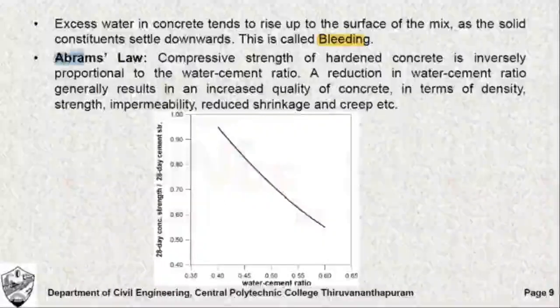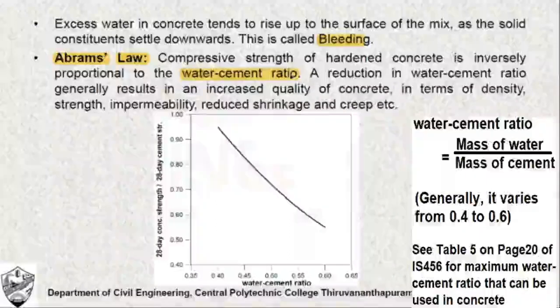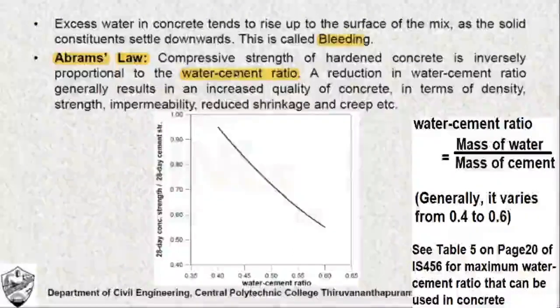Abraham's law is something of great importance. It shows the direct relationship between the compressive strength of the concrete and the water being used for concreting. Water being used for concreting is generally expressed in terms of water-cement ratio. It is nothing but the ratio between the mass of water used for concreting to the mass of cement used for concreting. So that is how you obtain water-cement ratio.